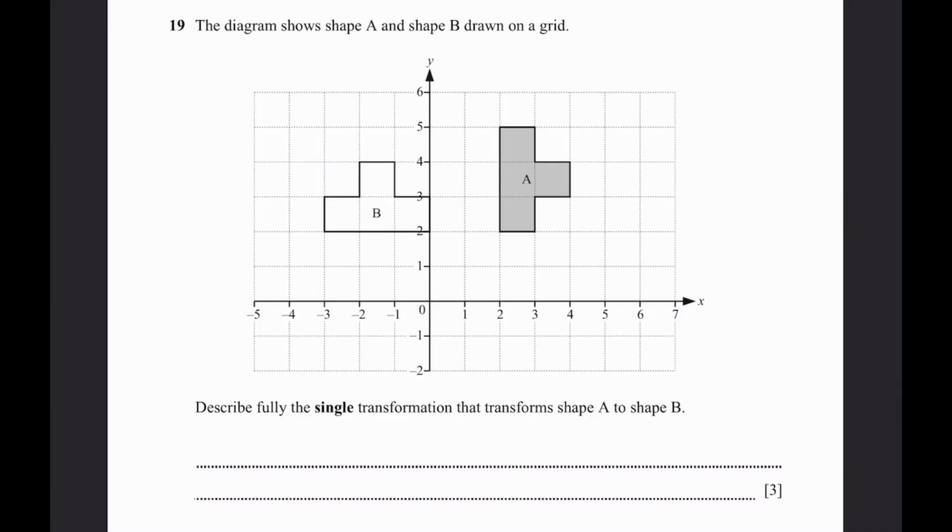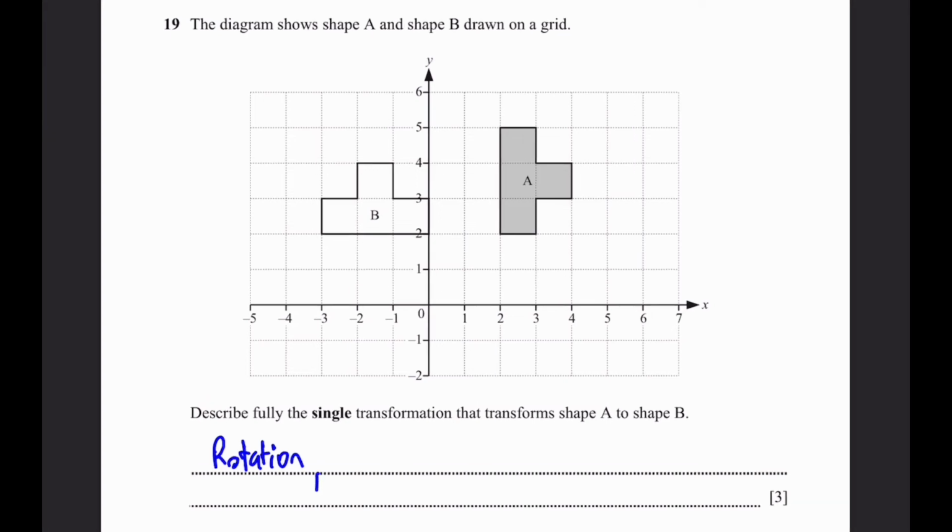That's all. Question 19. The diagram shows shape A and shape B drawn on a grid. Describe fully the single transformation that transforms shape A to B. We know this is a rotation because the angle of the shape has changed. So we can write rotation.